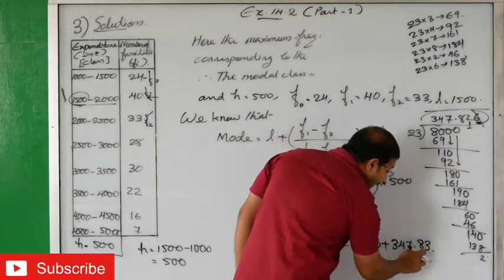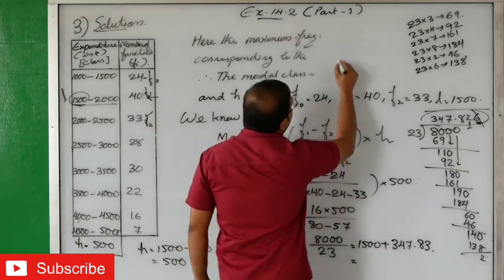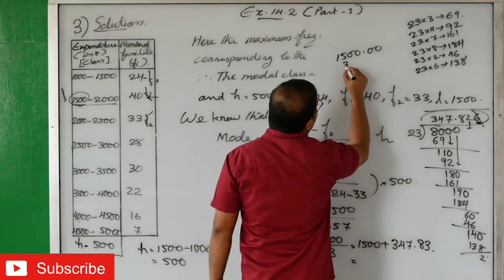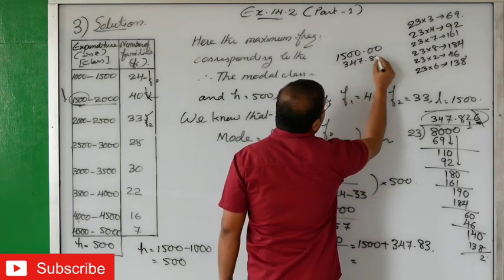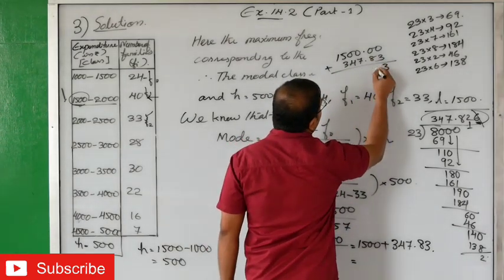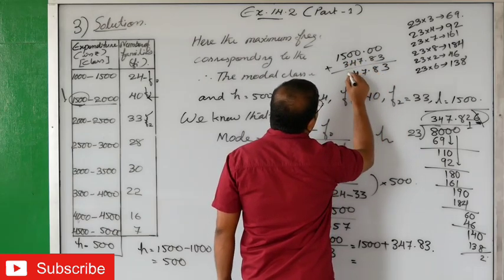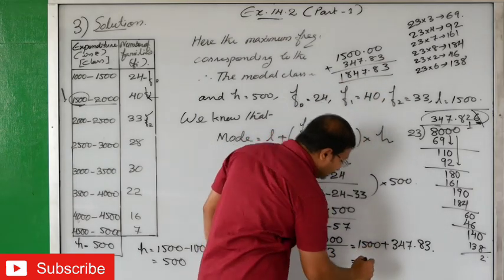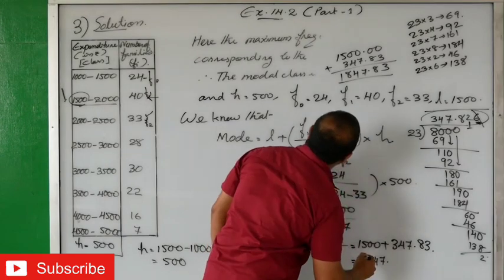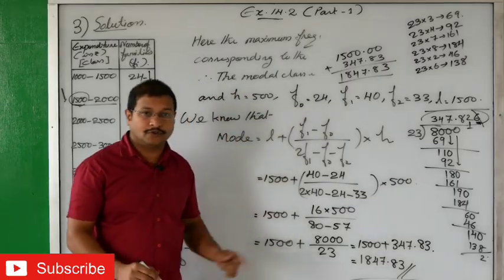That means what we'll write? 83. Ready? This equals. Now we'll add this. That means 1500.00 plus 347.83. We'll add it. 0 plus 3, 3. 0 plus 8, 8. 0 plus 7, 7. 0 plus 4, 4. 5 plus 3, 8. And 1. That means we got it: 1847.83. So you got it? Mod now.